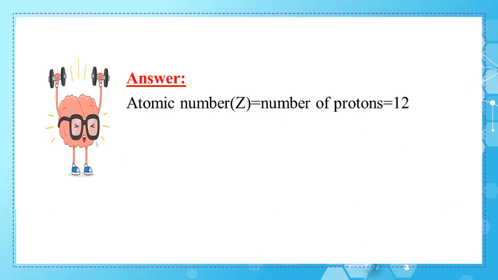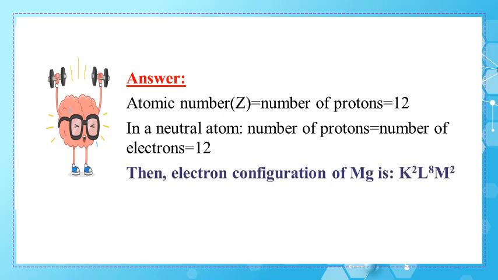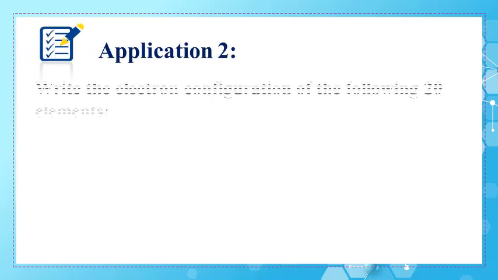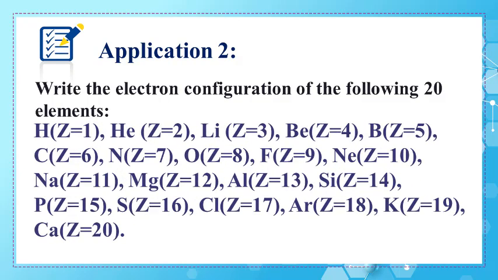Always in writing the answer of such questions, you have to mention that the atomic number Z is equal to the number of protons, and in a neutral atom, the number of protons is equal to the number of electrons, which is 12 in this exercise. Then the electron configuration of Mg is K2, L8, M2. Application 2 asks you to write the electron configuration of the following 20 elements. You can again pause the video and solve, then check your answers in the next slide.